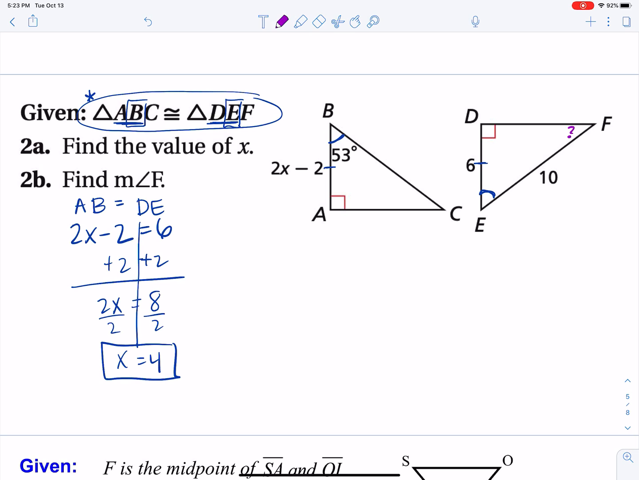Angle F corresponds with angle C, so I know that those angles are congruent. So if I can find angle C, I can find angle F. I notice A is a right angle. Angle B is given, the measure is 53. So I can use the triangle sum theorem.